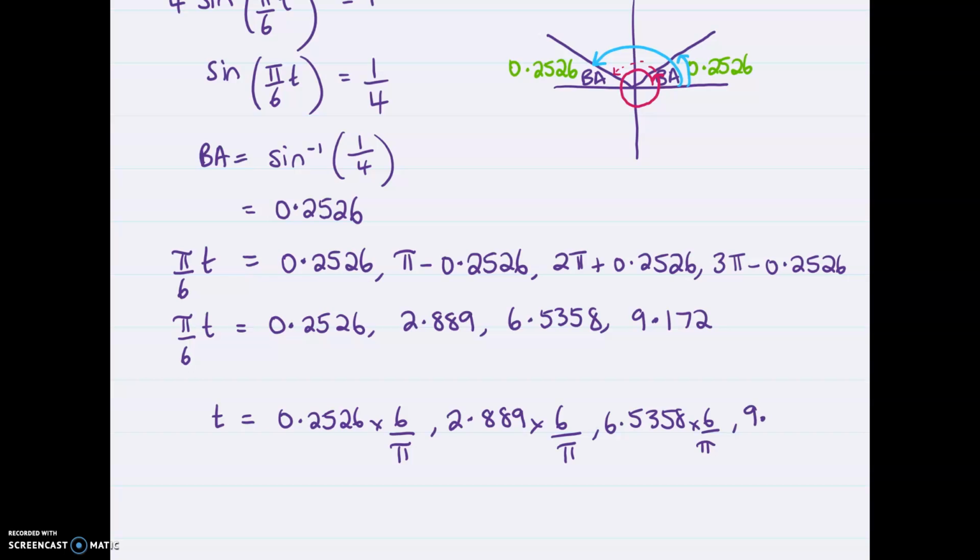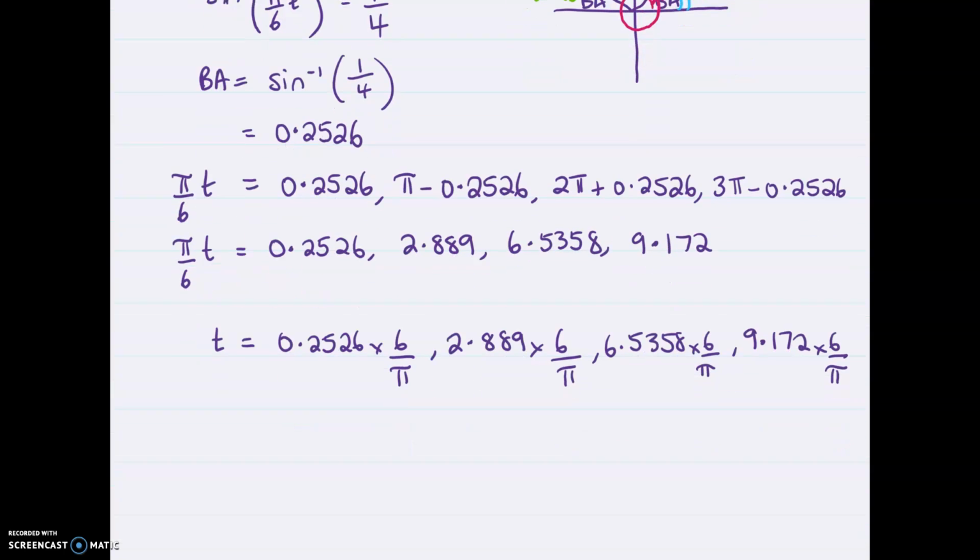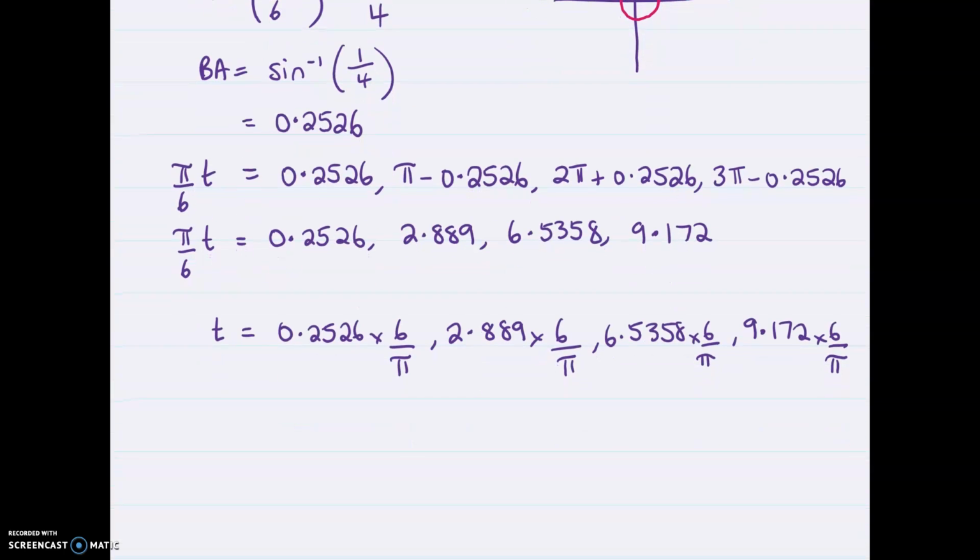And the last one, 0.9172 times by 6 and divided by pi. Again, it's just on your calculator. So you would type in 0.2526 times 6 divided by, and press your pi key, or divide by 3.14. So my times are 0.4824, 5.5176, so 5.5 hours almost. Just after 12 hours, 12.4824. And the last one is 17.5178.